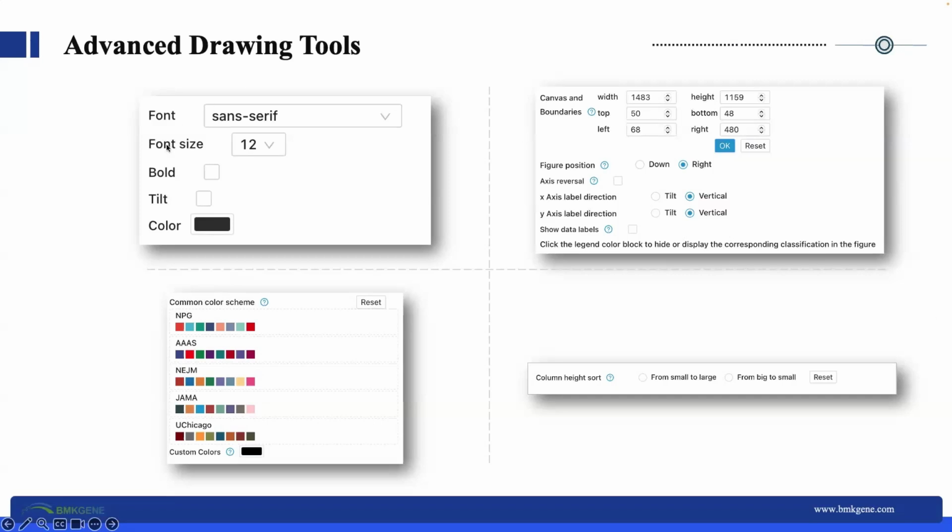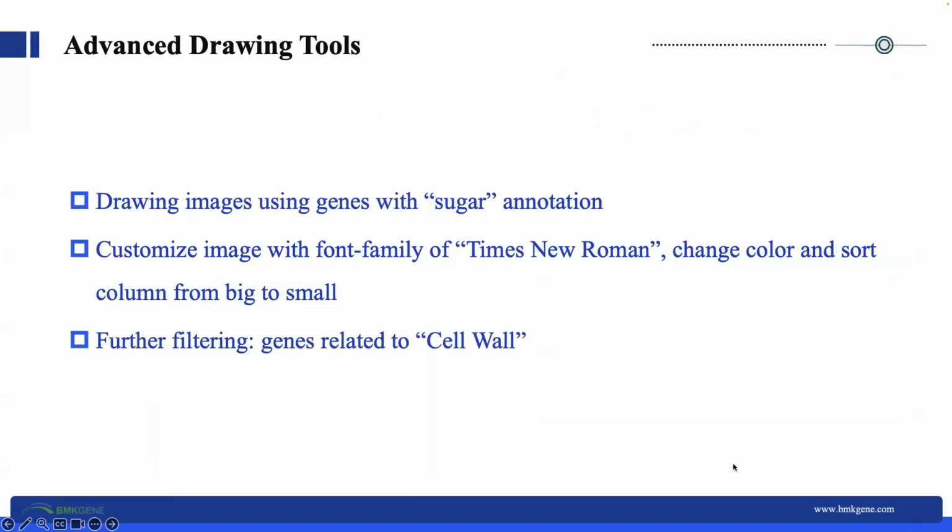These three parts are for most images. For this COG classification image, it is a bar block indeed, so you can sort the column as you need. Here, we have gone through all the functions briefly. So let's deal with some specific situations.